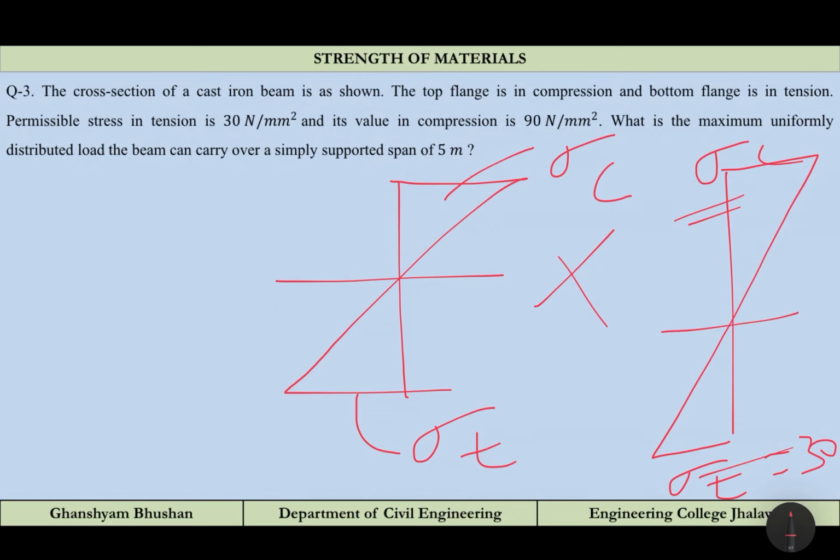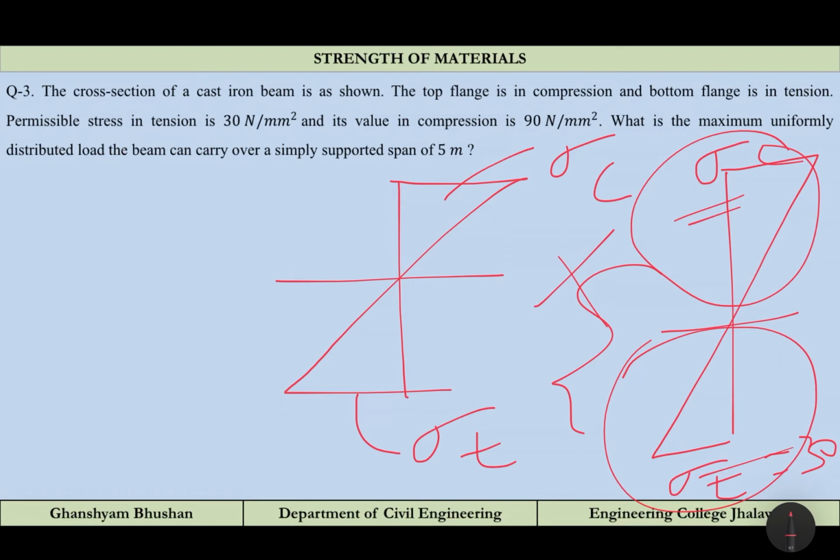We will calculate the moment carrying capacity in compression and the moment carrying capacity in tension, and the smaller value will be our design value, which will be equated to the maximum bending moment due to the loading on a simply supported beam of span 5 meters. We will assume the value of uniformly distributed load and finally we will calculate the value. So this is the plan for this question.